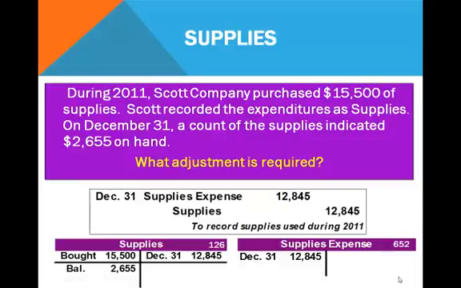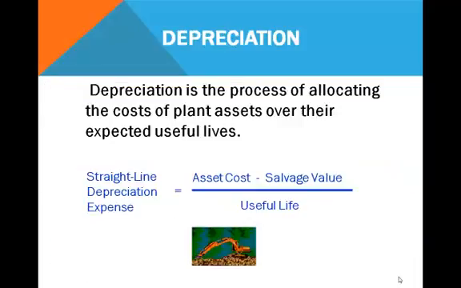Now, let's look at a new type of adjusting entry. Plant assets, with the exception of land, are depreciated over their useful lives. Depreciation is the process of allocating the cost of a plant asset over its useful life in a systematic and rational manner. At this point in the accounting process, we want to introduce you to a depreciation method known as straight-line depreciation. Straight-line depreciation is the most popular method used by companies.